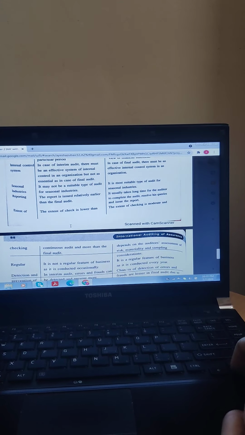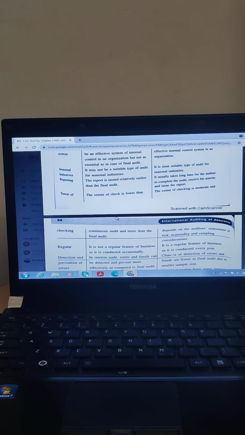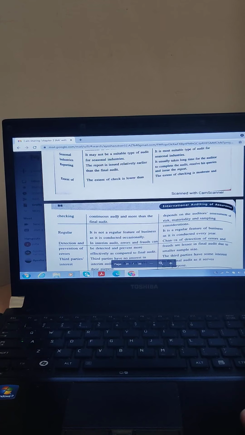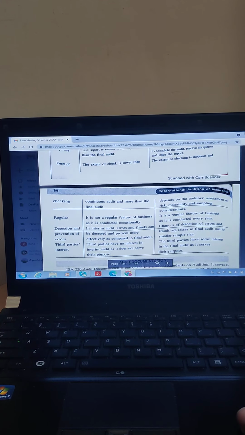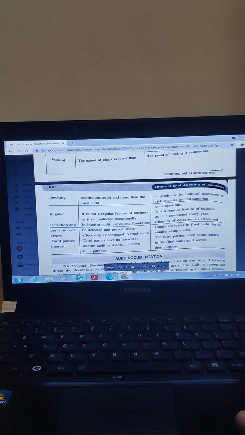Next is the extent of checking. Under your interim audit, it is lesser when compared to your final auditing. Your final auditing is moderate, and it depends on the nature of the material and samples which are given to the auditor for checking.